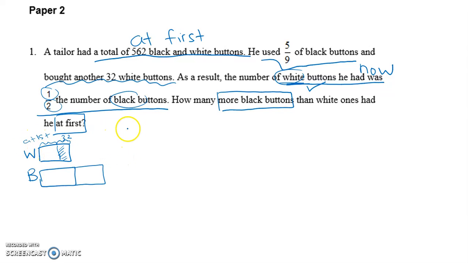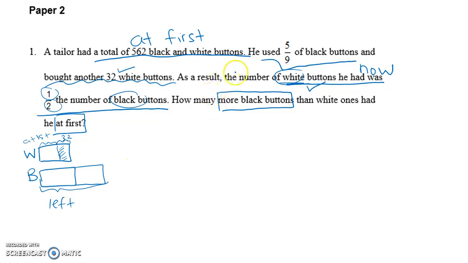Okay? And then we know that he used 5/9 of black buttons. Okay, sorry. But before that, we say that this one, 32 white buttons here, is done. So this is the first. And then this one is the 32 that he bought later. Then moving on, he used 5/9 of black buttons. So if he used 5/9 of the black buttons, this is what is left, isn't it?